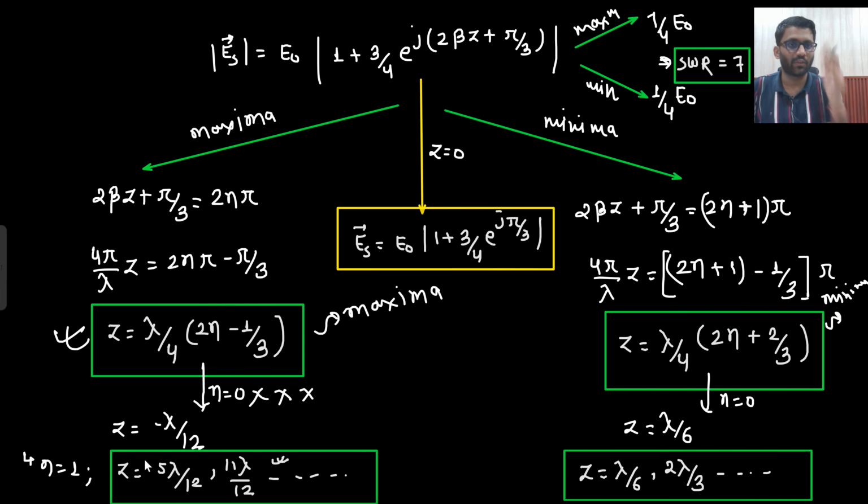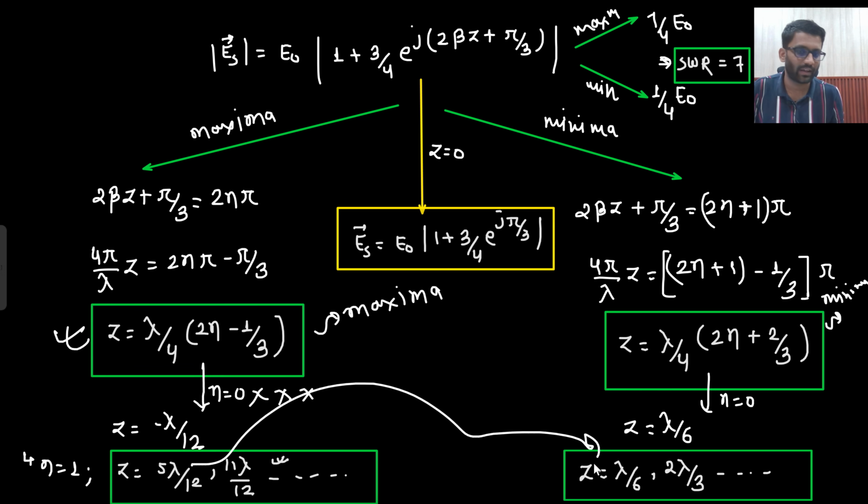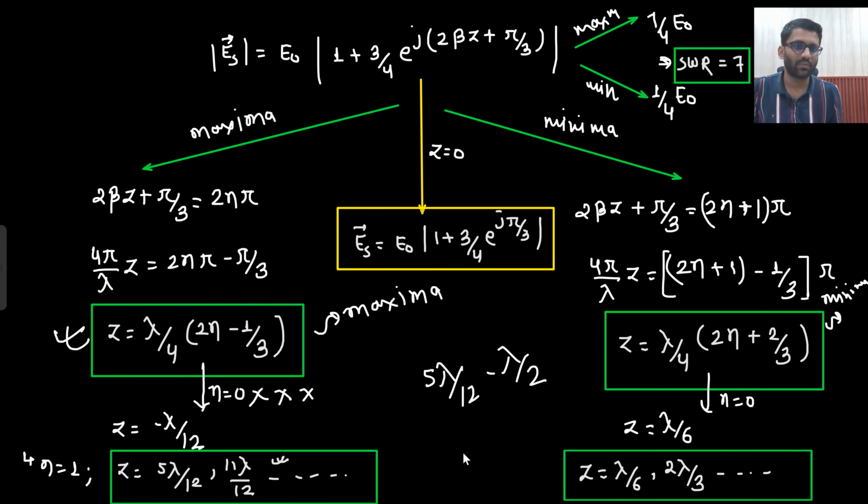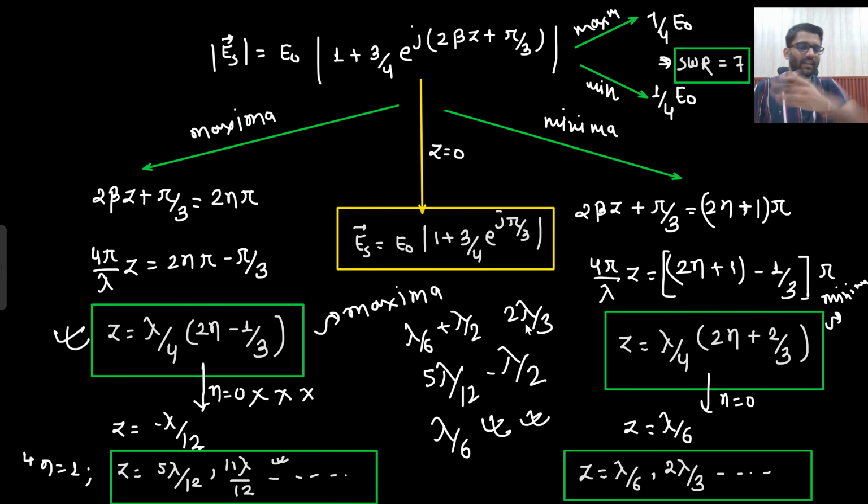Now if I know the location of first maxima, can I go from here to here? Yes. So I try 5 lambda by 12 minus lambda by 2. What do I get? Lambda by 6, positive, accepted. So first minima is at lambda by 6. Then add lambda by 2, that will be your second minima. What are you getting? 2 lambda by 3. So this is my second minima. In that manner I can go. Is that clear to you?